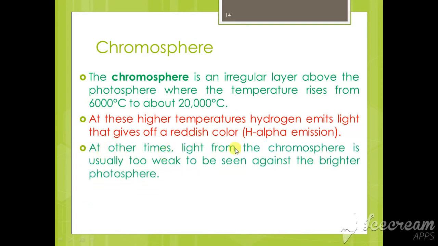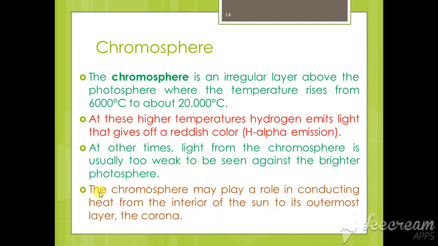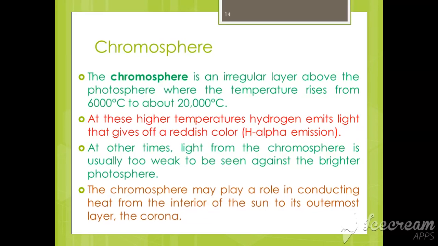At other times, light from the chromosphere is usually too weak to be seen against the brighter photosphere. The chromosphere may play a role in conducting heat from the interior of the sun to its outermost layer, the corona. So basically, the chromosphere is an intermediate region which transfers heat from the photosphere or inner core of the sun up to the corona, the outermost layer of the sun.